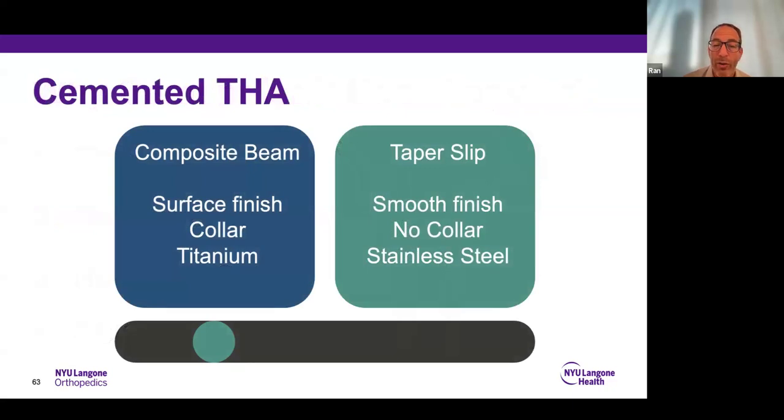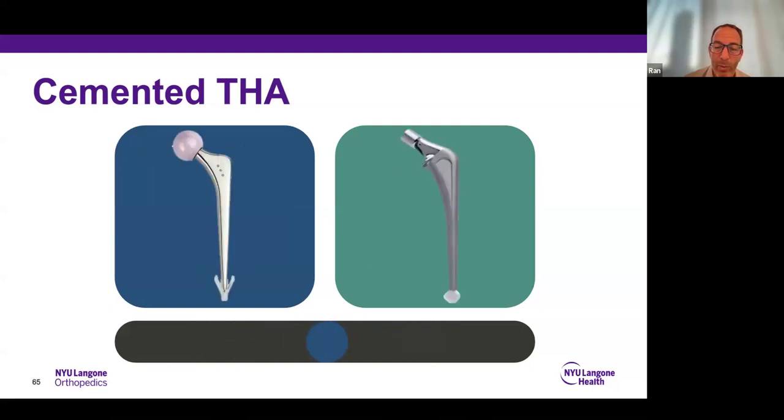Just remember, there are different cemented stems: taper slips, the smooth ones, and composite beam. Those are the ones that are not shiny and polished and usually have a collar. So there are different techniques for how to use them. I think the collared ones are easier to use than the taper slip. So if you have the different options, the one on the left is the taper slip. The one on the right is the composite beam collared one.